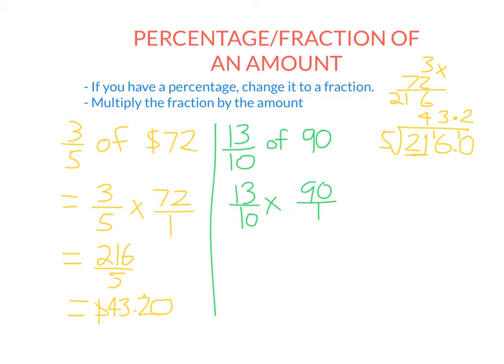So now I need to do 13 times 90 over 10 times 1. 13 times 9 is pretty hard, but fortunately here I can cancel. 10 goes into itself once, goes into 90 9 times. So this is just 13 times 9, which you should be able to do and get 117. It's 117 over 1, but of course I can just write that as 117.